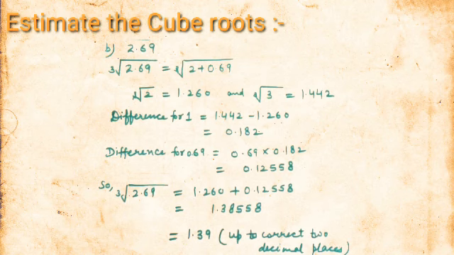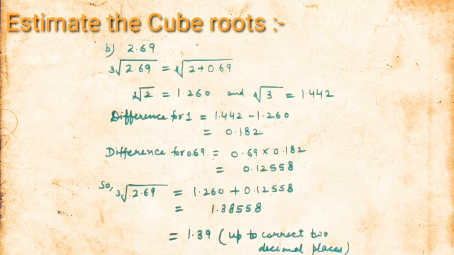डिफरेंस फॉर 0.69. अब ये 1 के लिए डिफरेंस था, हमारा डिफरेंस कितना है 0.69 का. तो 0.69 के डिफरेंस के लिए क्या होगा, जो वैल्यू 1 की आई है उसको मल्टीप्लाई कर दोगे 0.69 से, और मल्टीप्लाई करके आपका आंसर आएगा 0.12558. So at last you will add both the values.